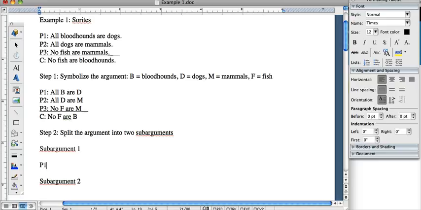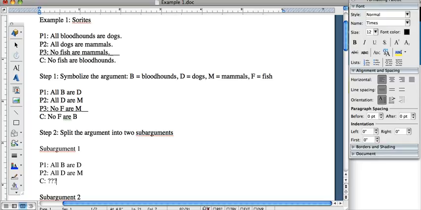Now, once we diagram the arguments, we might want to change things. Once we've diagrammed the first subargument, if there isn't a valid conclusion that comes out of it, then we're going to want to try the other option. We're going to want to try P2 and P3 together and see if a valid conclusion follows from that. Because if there is no conclusion that follows validly from P1 and P2, we don't know what to put here.